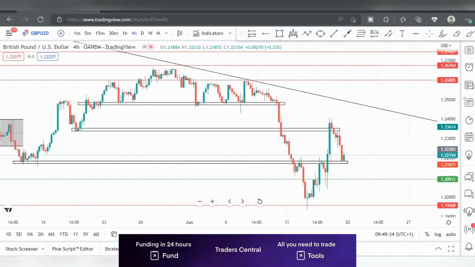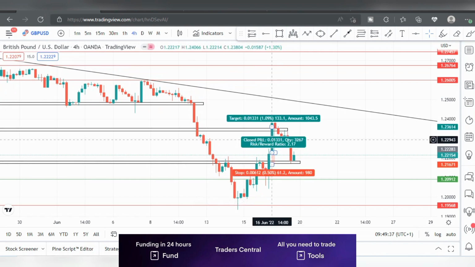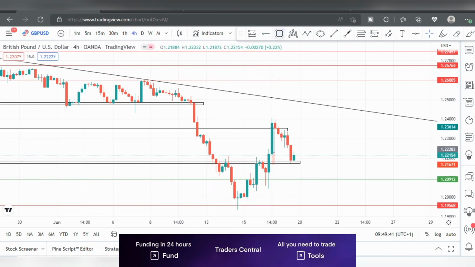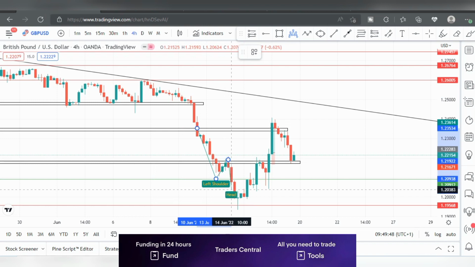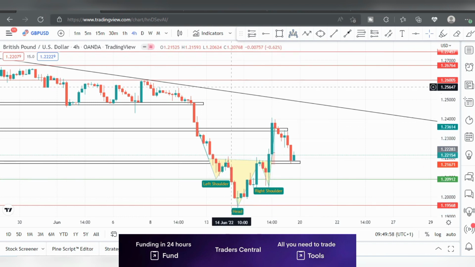Now, the reason why I took this trade, first of all, giving us 130 pips, is because I saw an inverse head and shoulder pattern on that trade. Here, as you can see, this is the left shoulder down, forming the head and the right shoulder here, and then I waited for price to break this neckline or this resistance area, and then took my trade to the top.